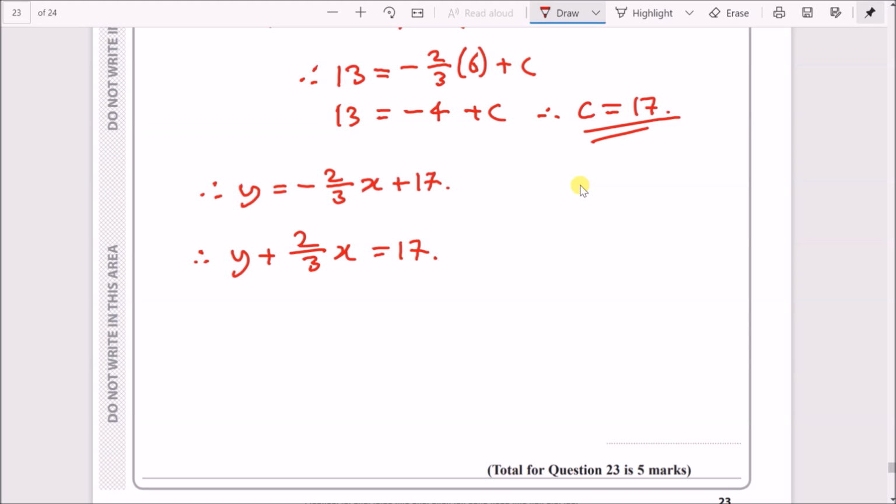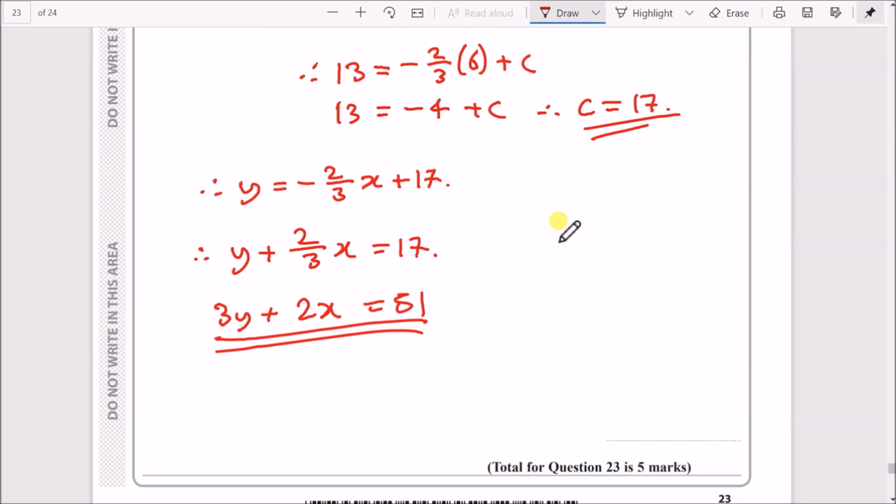And now all you want to do, guys, is literally clear the fraction. So to clear the fraction, if you got a 3 at the bottom, just multiply the whole set by 3. If you do that, you're going to get 3y plus 2x, because the fraction is cleared. And then 17 times 3 is 51. And that's it, guys. This should be the result. 3y plus 2x equals 51.